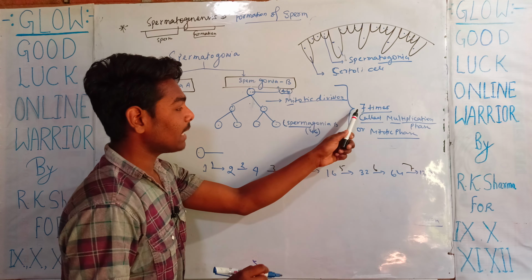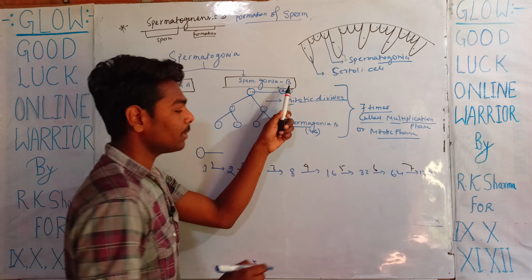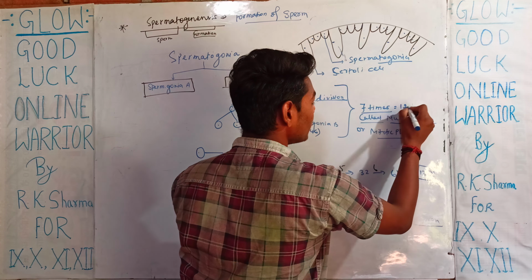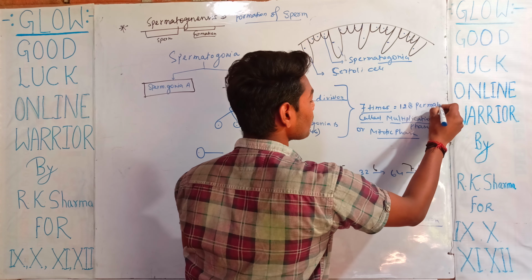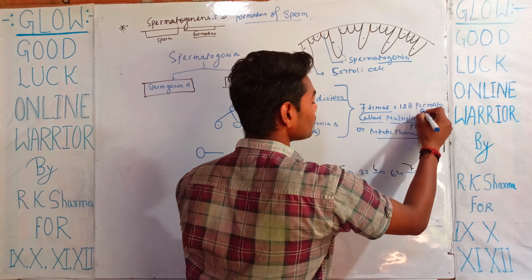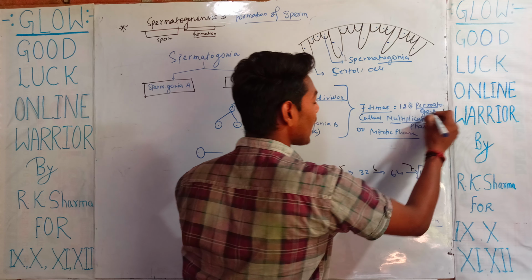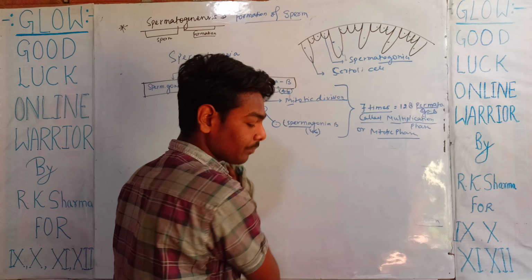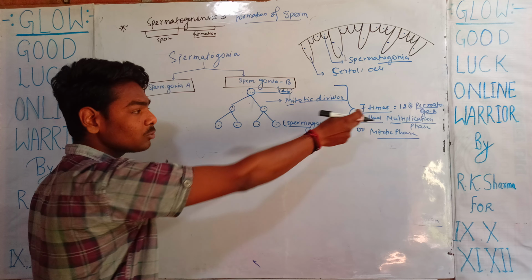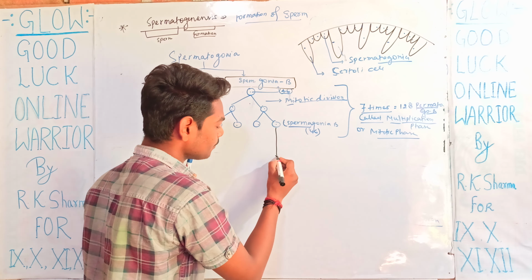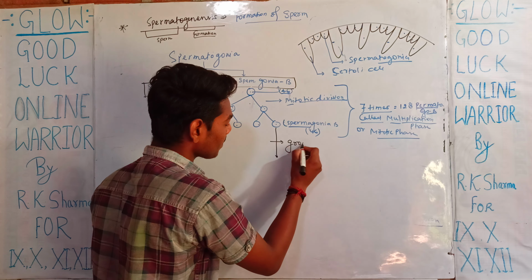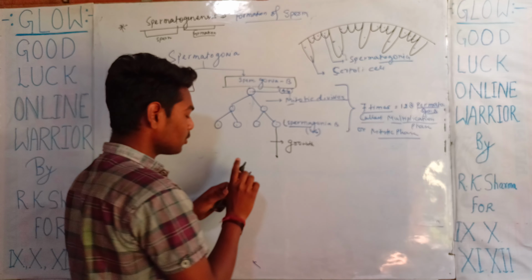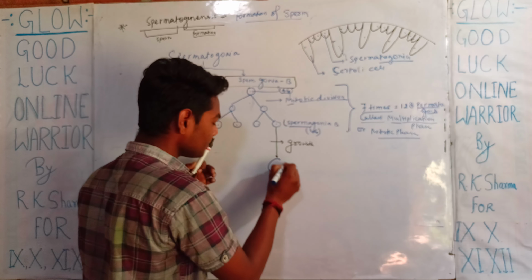That means at the end of 7 rounds of division of spermatogonia B, it will make 128 spermatogonia B. In the last, I will draw 4 because of less space on the board, but it is 128, and each shows growth. Each of them shows growth and becomes larger in size.